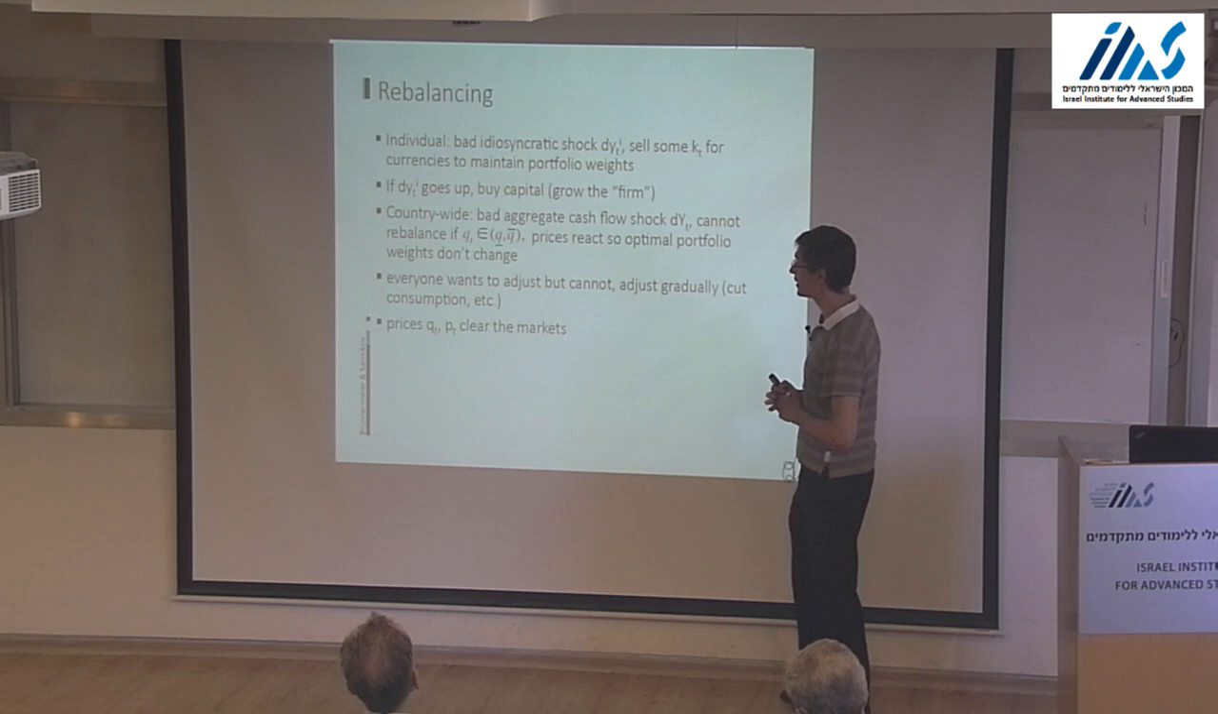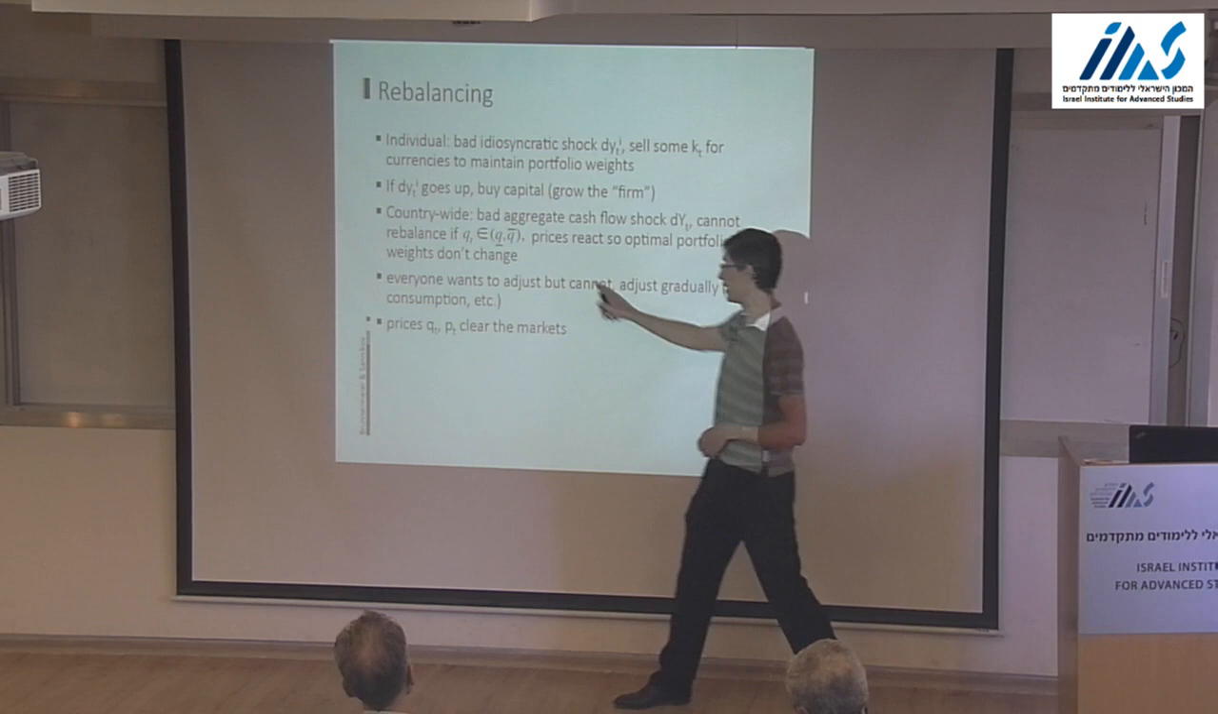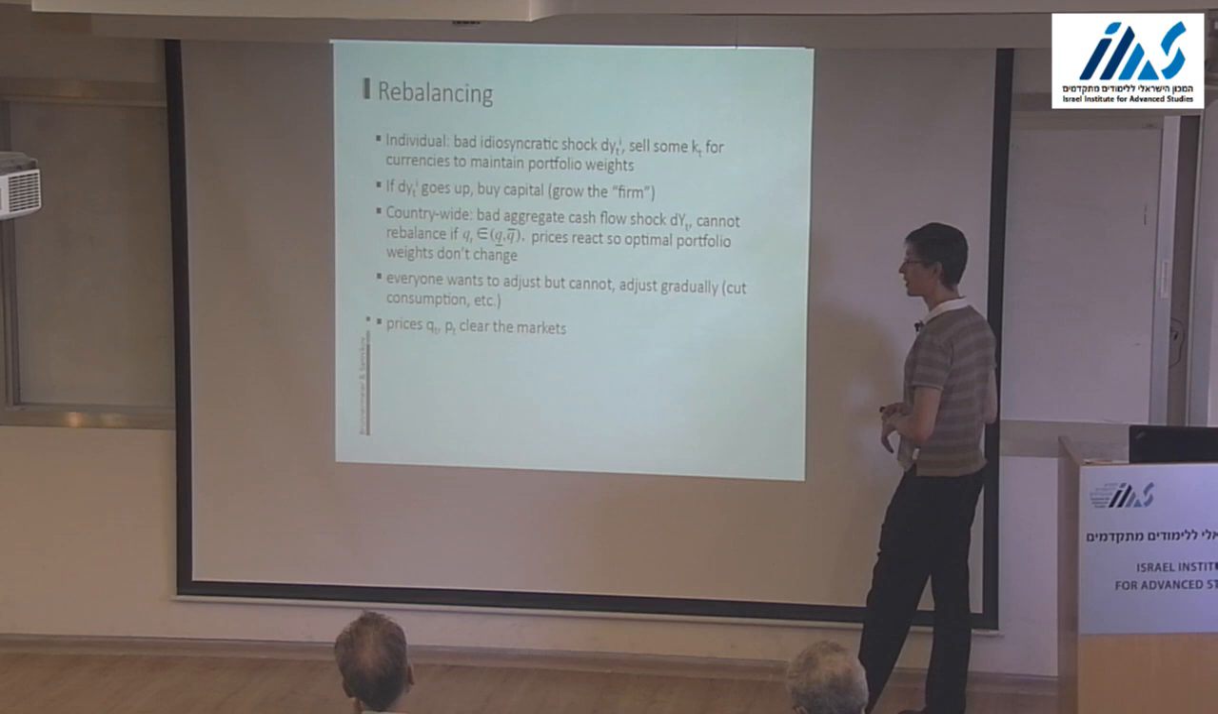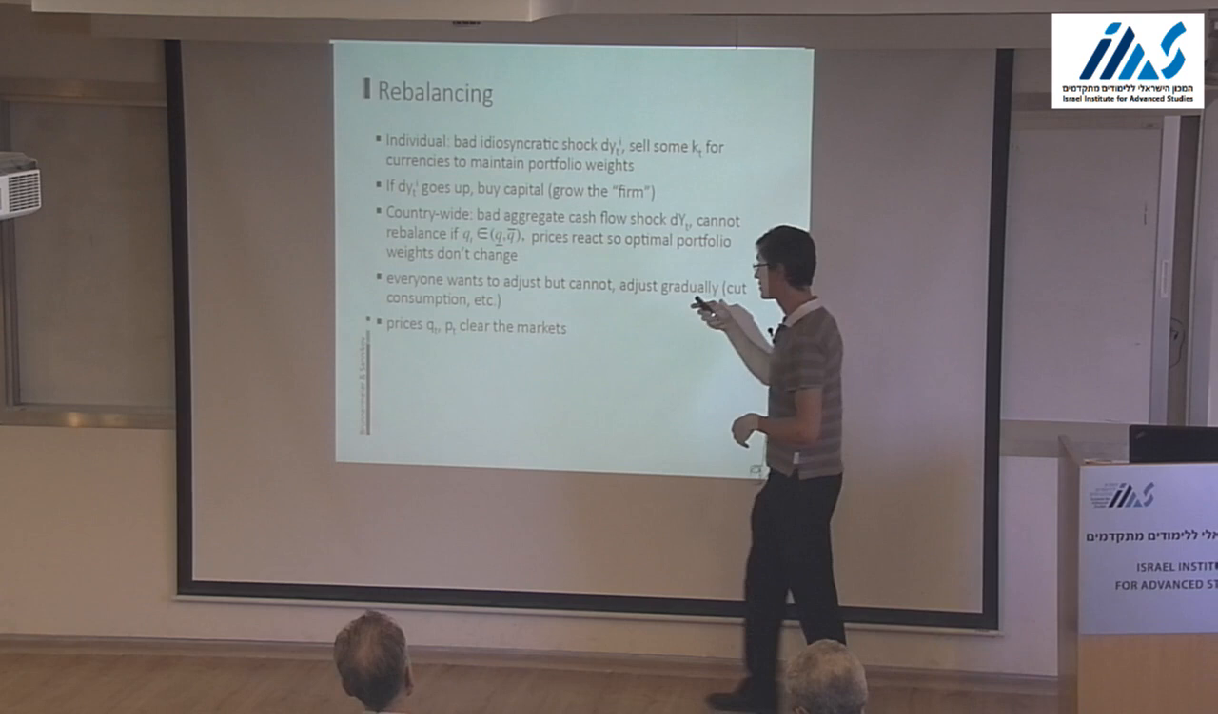And then the whole country has to adjust to aggregate shocks. When there is a bad aggregate shock, they cannot sell capital abroad because there is the spread, unless they're pushed all the way to the bottom, then they can adjust by selling. So they try to adjust gradually by adjusting consumption, and then when push comes to shove, they sell capital abroad.